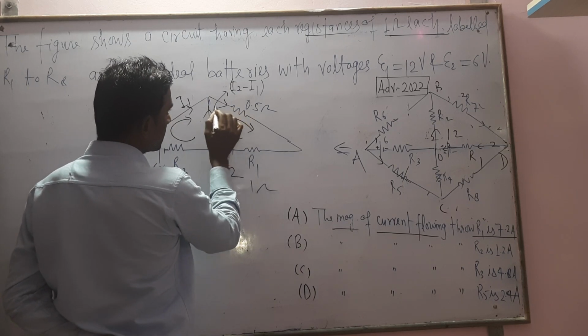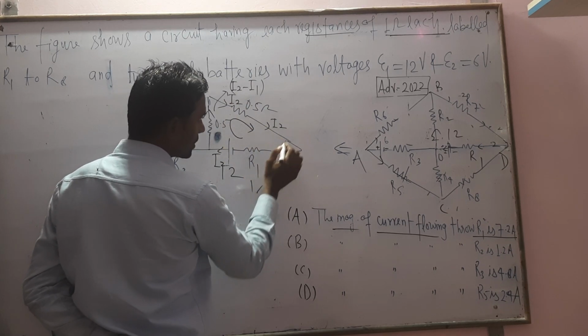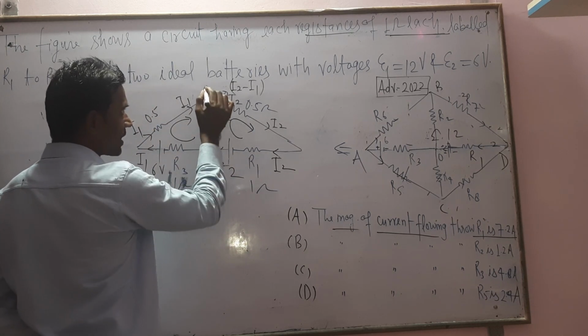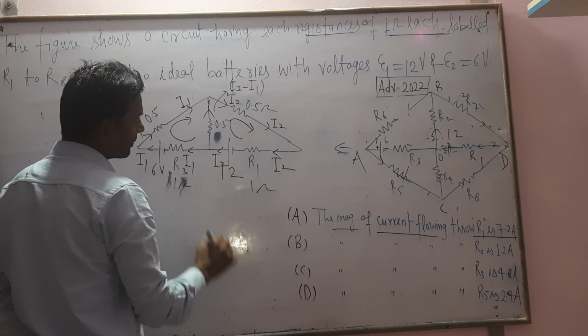Similarly, in this branch the current is flowing through I2. In this branch it is I2 minus I1, and in this branch the current is I1.